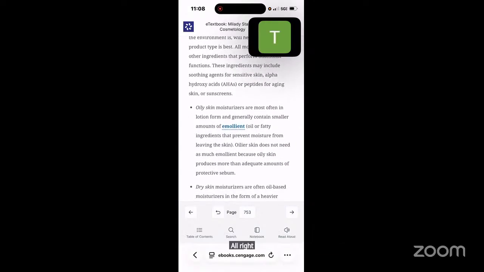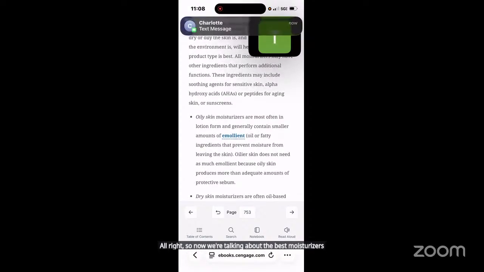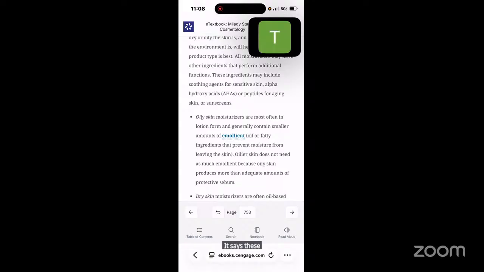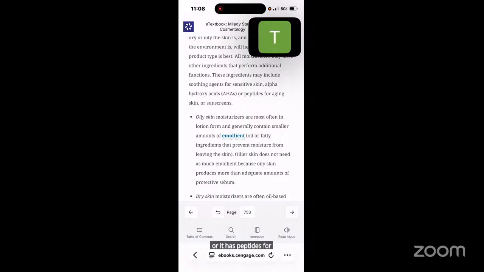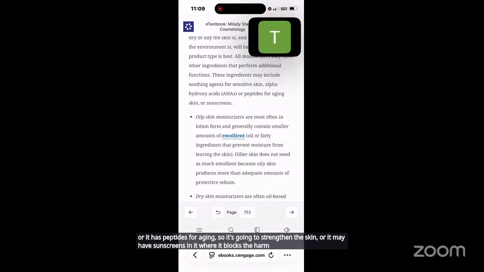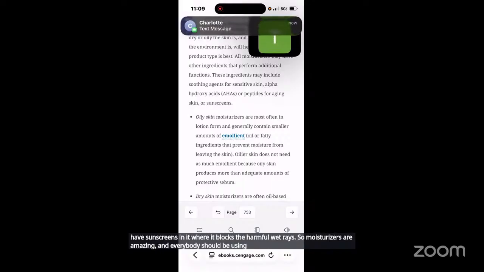All right, so now we're talking about the best moisturizers. Let's look here. It says these ingredients may include soothing agents for sensitive skin. So moisturizers, I've told you, here they go again. It soothes, okay? Has alpha hydroxy acid, so it helps soothe, and it is a component to help with acne, okay? Or it has peptides for aging, so it's going to strengthen the skin. Or it may have sunscreens in it where it blocks the harmful rays. So moisturizers are amazing, and everybody should be using a moisturizer.